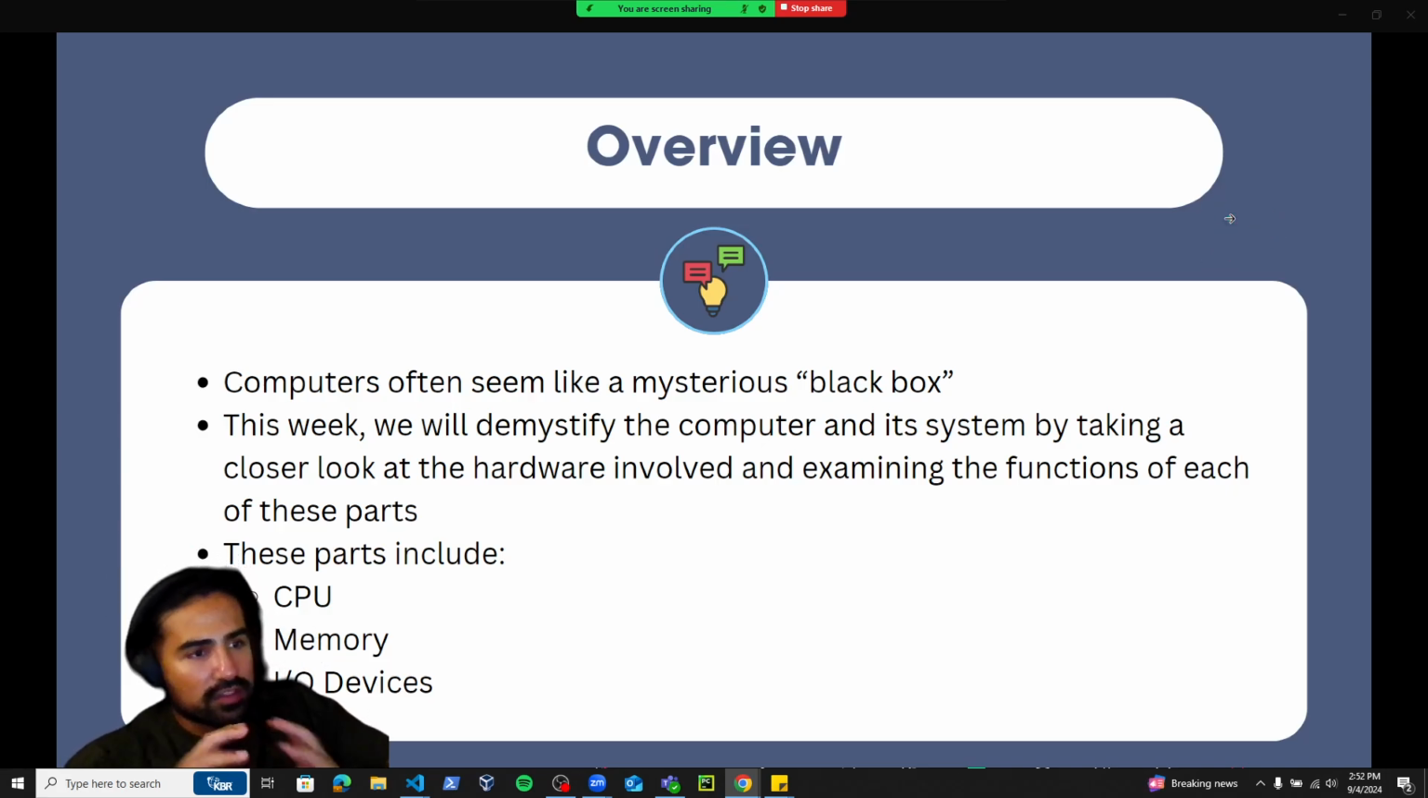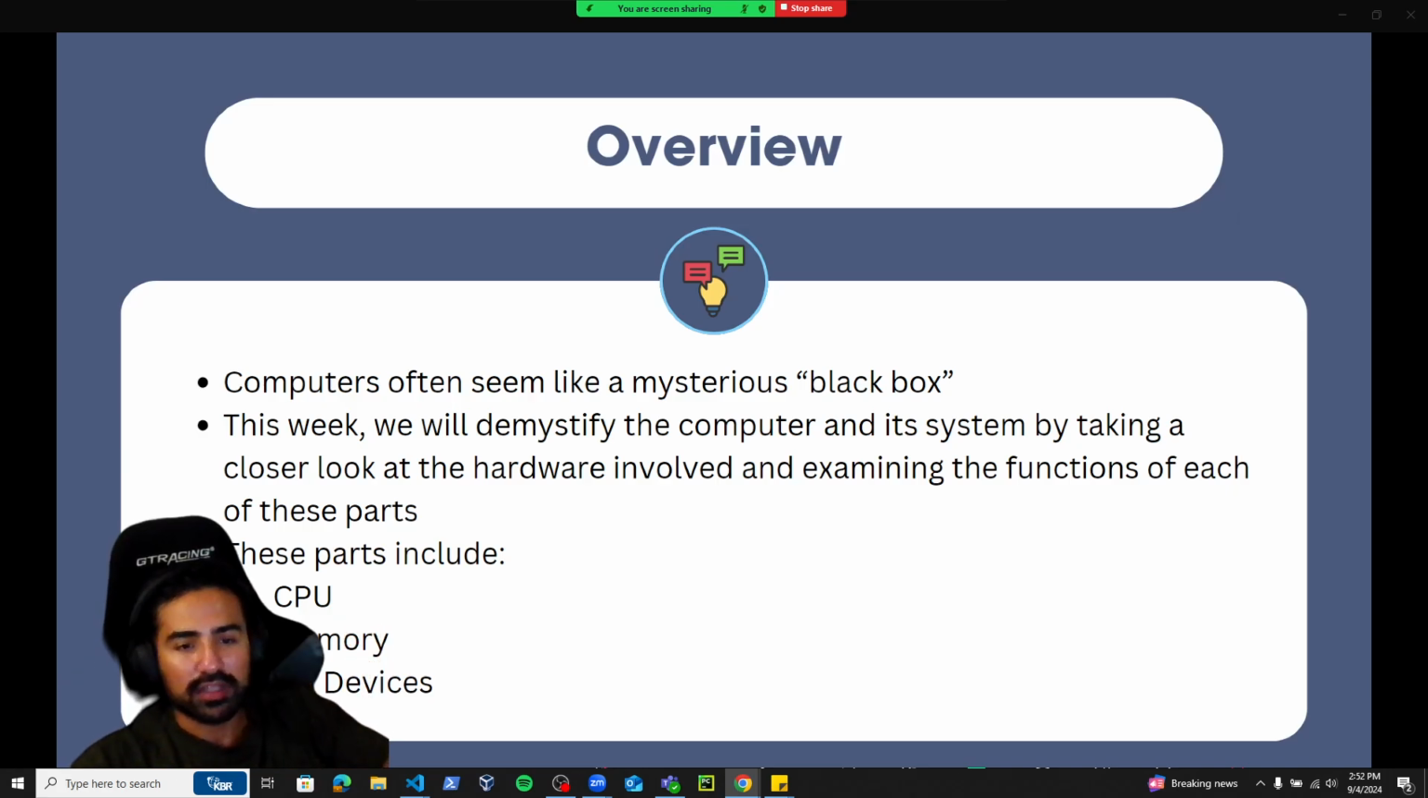So computers often seem like a mysterious black box, meaning that they just seem like magic, right? We don't really know what's going on inside. We can't see what's happening. All we can really see is those outputs. When we're playing a game, or when we're using certain software like Microsoft Word or Microsoft Excel, we'll see that application show up on the screen. So most of the time, the way we interface with computers is the screen. But we don't really understand what's going on behind the scenes.